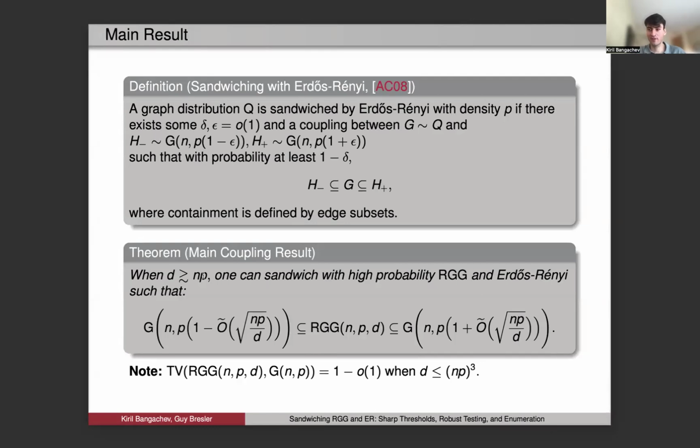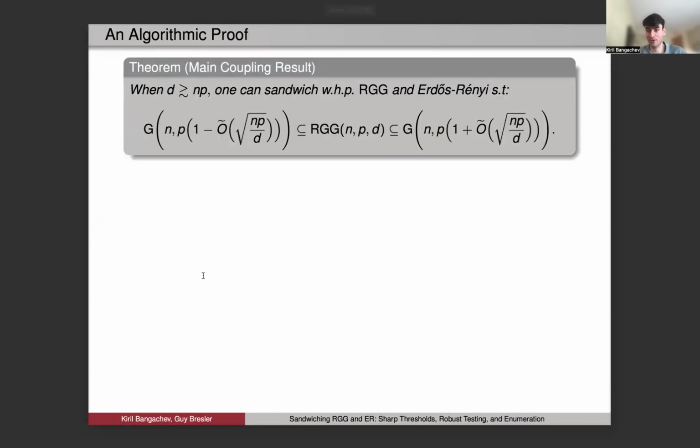So now I'll present very briefly what the key proof ideas are, and then I'll proceed to some applications. The proof of this result is an algorithm, and in fact an efficient polynomial time algorithm. So what are the main ideas? Let's focus on the case that we want to produce a random geometric graph which is contained in an Erdos-Renyi with a slightly higher edge density.